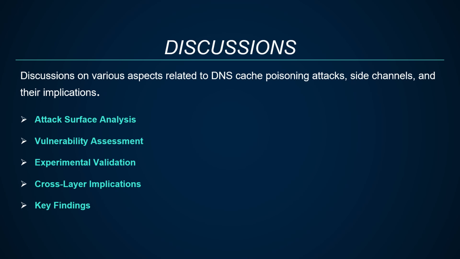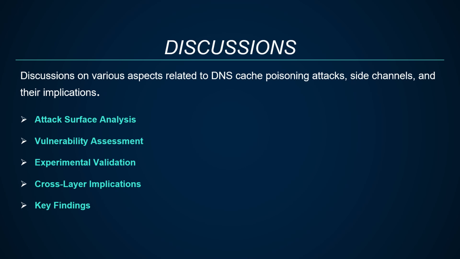Vulnerability assessment. The document highlights that about 38% of open resolvers and 14% are vulnerable to the identified side channels. This vulnerability extends to popular DNS services such as OpenDNS and Quad9, indicating a widespread impact on DNS infrastructure security. Experimental validation. Extensive experimental validation was conducted under realistic configuration and network conditions to demonstrate the reliability and speed of the attack.